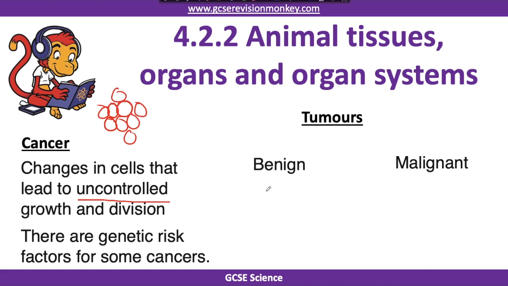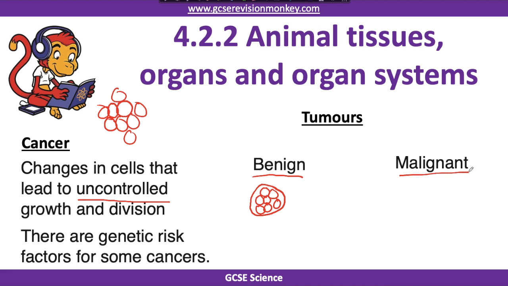With benign tumours, the cell division is often encased within a bigger membrane, so the tumour actually stays in one place. So this could just be a small lump on somebody that stays in one place and doesn't move anywhere else. These are often tumours that can be removed without any problem to the patient.